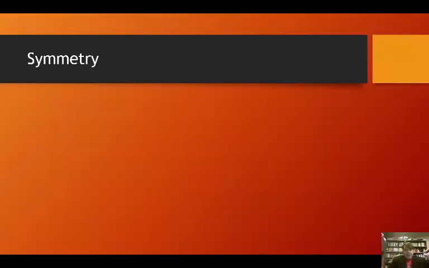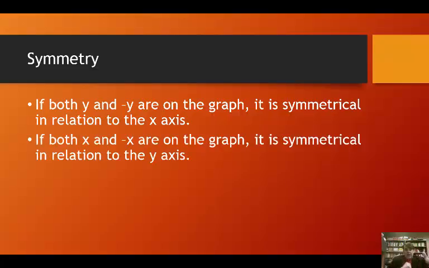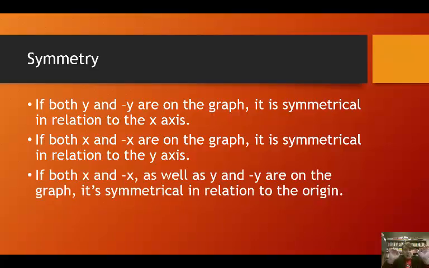So for example, if both y and negative y are on the graph, then it's symmetrical in relation to the x-axis. Similarly, if both x and negative x are on the graph, then it's symmetrical in relation to the y-axis. And if both x and negative x, as well as y and negative y, are on the graph, then it's symmetrical in relation to the origin in the center.